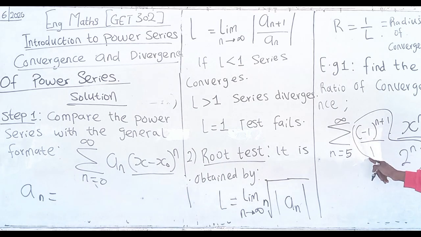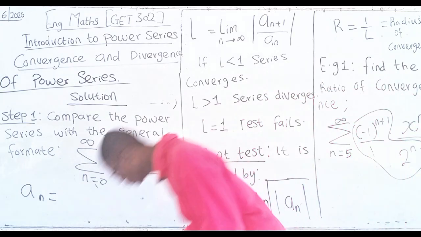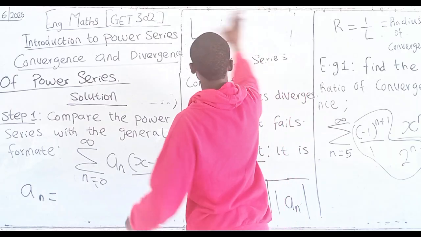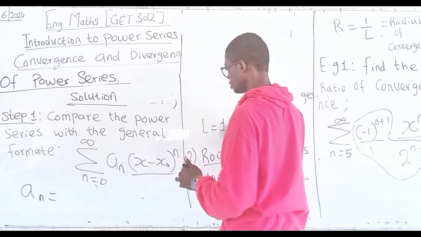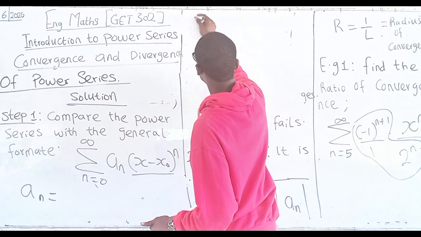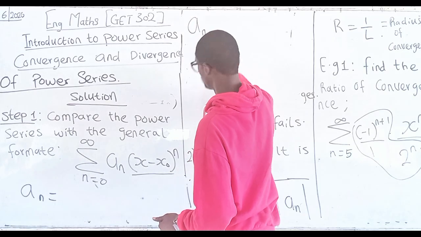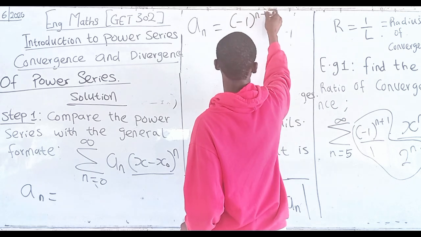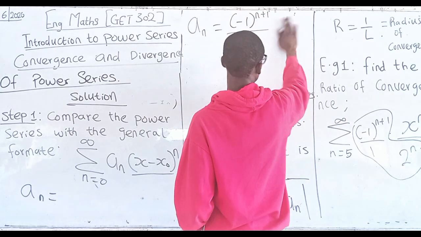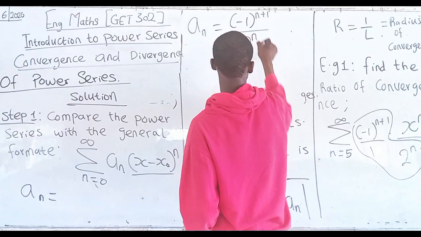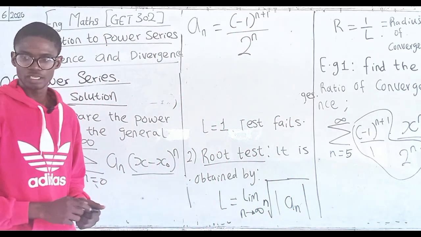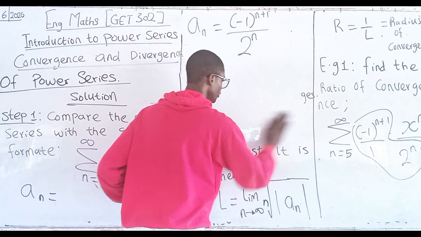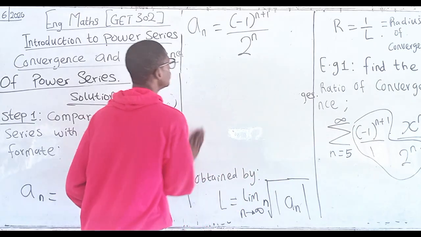So if I bring this in and multiply by 1, I'll have this 2 raised to the power n here. So it's not the remaining x raised to the power n here. So that you are not confused, for me to say that our a_n is equal to (-1)^(n+1) all over 2 to the power of n. You won't be confused if I say that, right?